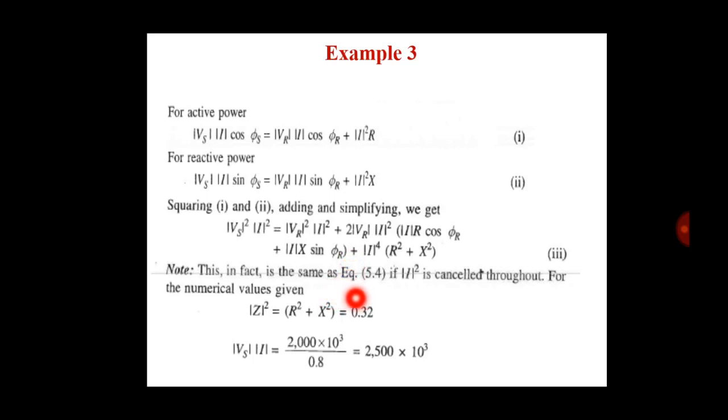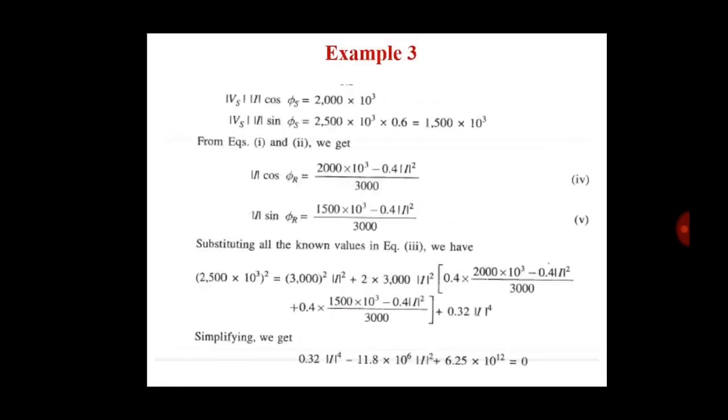equal to 0.32. Now Vs into I is equal to, put the value, 2500 into 10 raised to 3. Now Vs I cos phi s, put the value, 2000 into 10 raised to 3, and Vs I sin phi s is equal to 2500 into 0.6, which is equal to 1500 into 10 raised to 3.